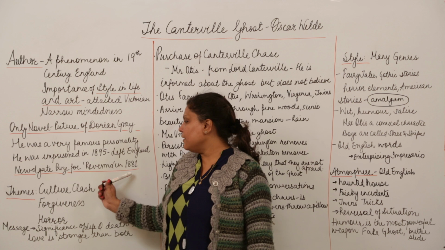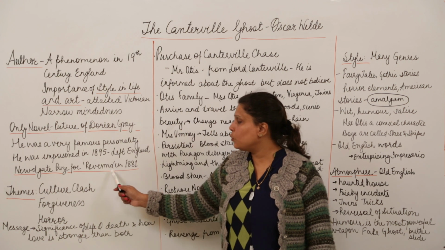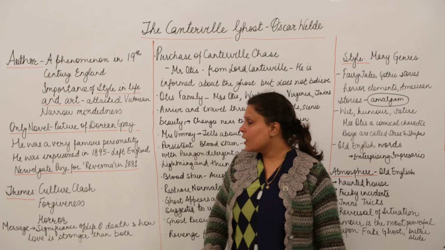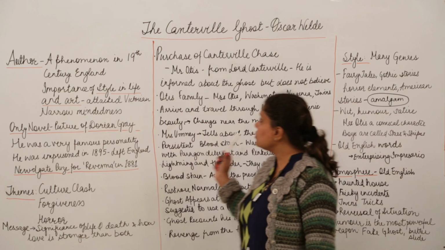After the imprisonment, he had to go through a lot of labor during that imprisonment, so he left England. Before that, in 1881, he had won the Newgate Prize for his poem Ravenna, one of the most beautiful poems in the English literature. This is a short story.